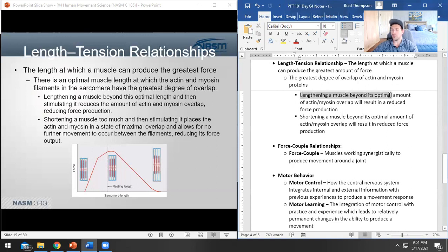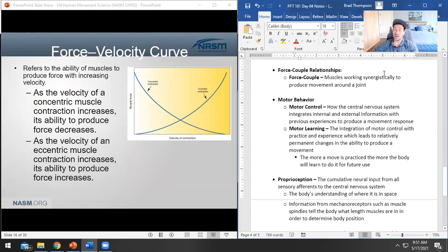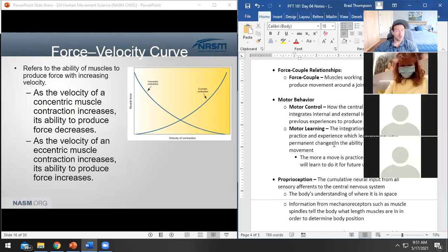So lengthening a muscle beyond its optimal amount will result in reduced force production, but shortening a muscle beyond its optimal amount will also result in reduced force production. And that, I say, is probably our most important concept of the day.